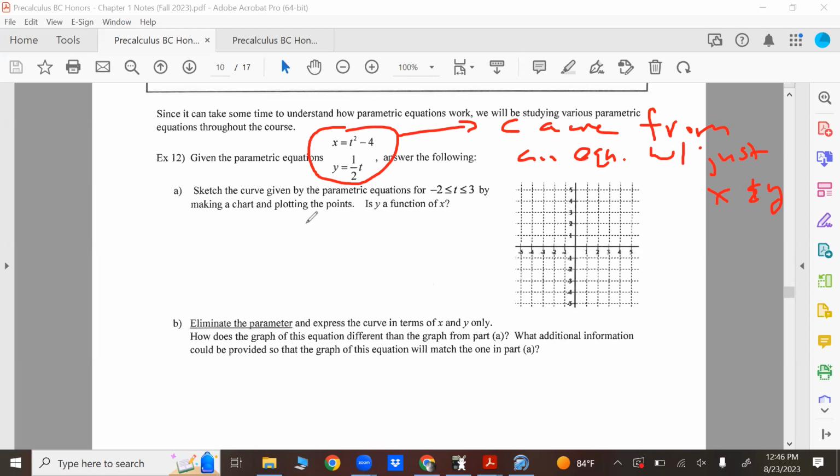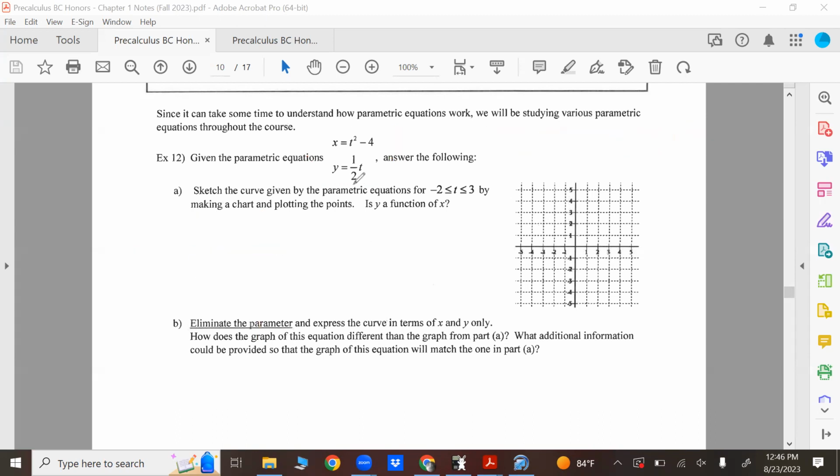So for part A, you're asked to sketch the curve when t is between -2 and 3. Here's how I would do it. I'd make a table of 3 columns: t, x, and y. And clearly I'm going to need more space than that, so let me do it over here. You guys could probably have more space in your paper. Okay, so you want to go from -2 to 3. Personally, I would do it in increments of 1. You can make it finer if you want. I don't think that's necessary.